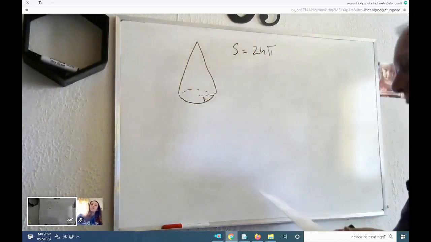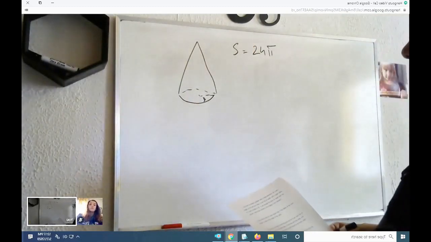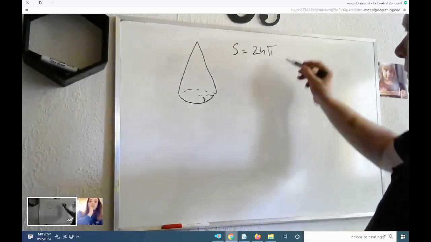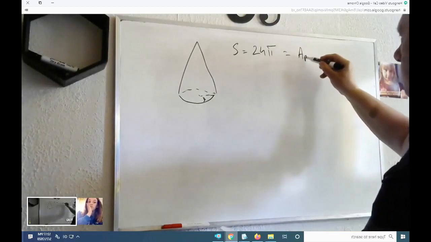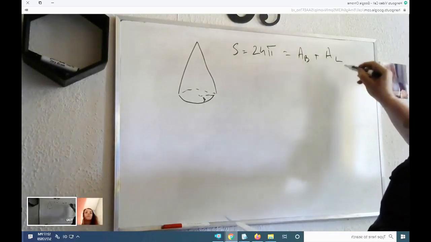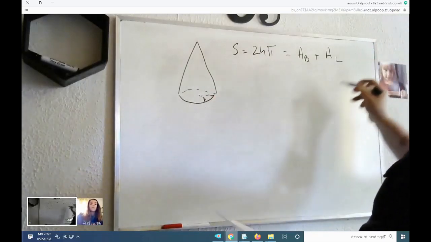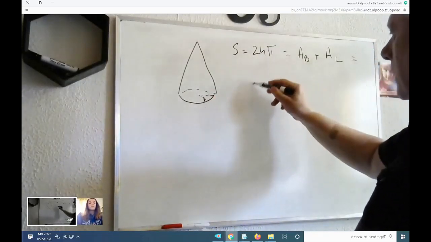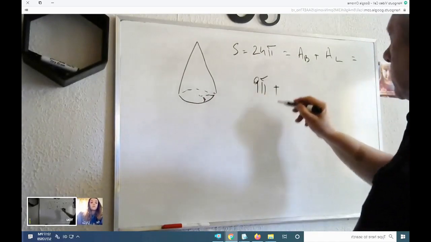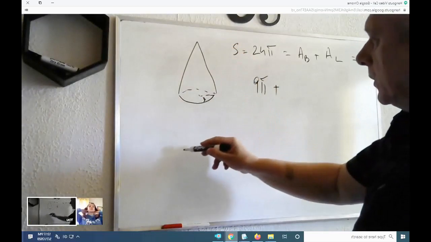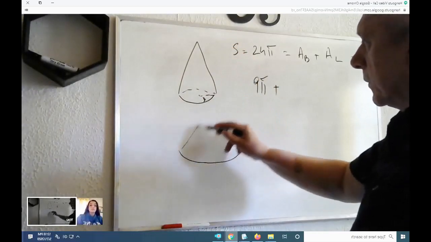Okay, so the next step, we have to find the area. So it's the area of the base plus the lateral area. What is the area of the base if we know the radius? It is going to be 9 pi. Okay, plus the lateral area, which is, we have to open the cone like this.